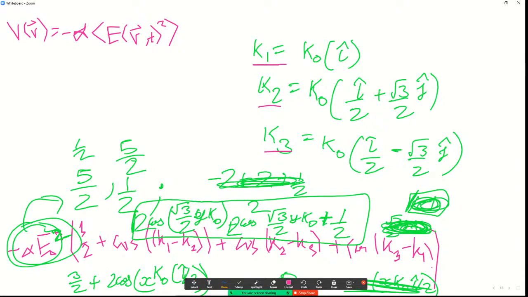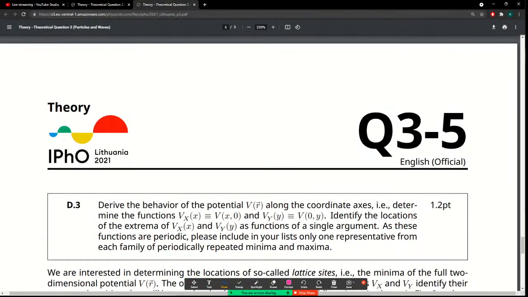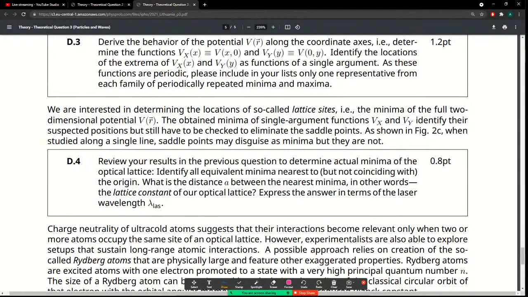Okay, looks good. So, okay, so then what's the final answer? Wait, let me see what they have asked. They identify the location of the maxima of the extrema as a function of the single argument. As these functions are periodic, please include in your list only one representative form of each family of the periodically repeated. Oh, so we have to find where is the maxima, not what is the maxima.